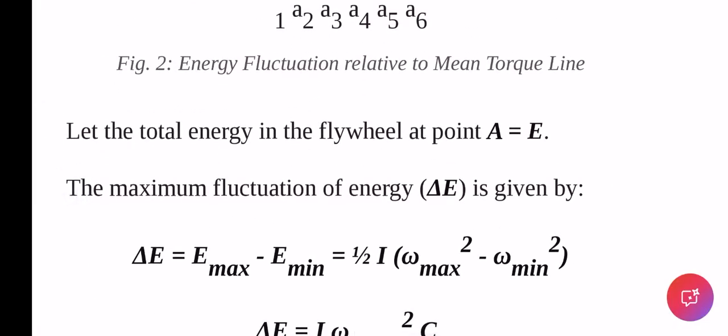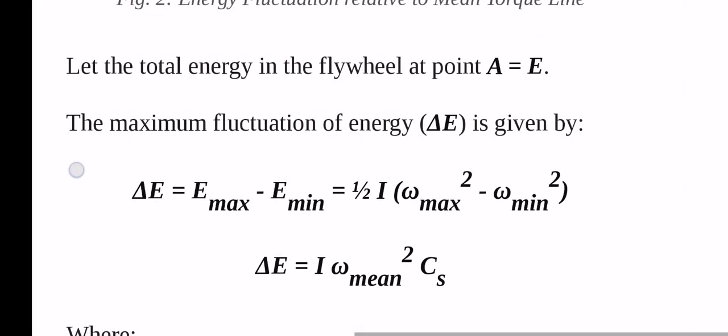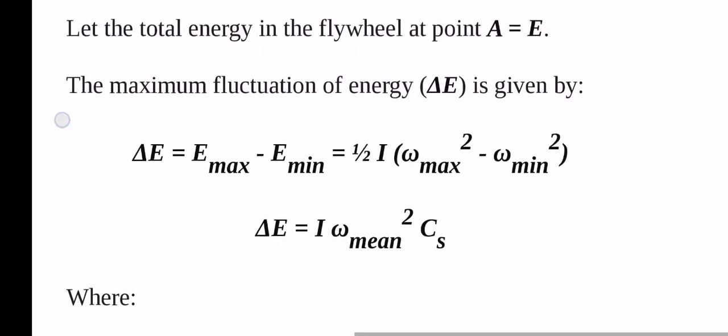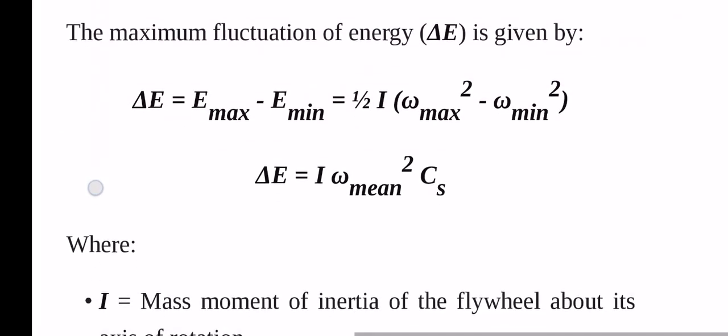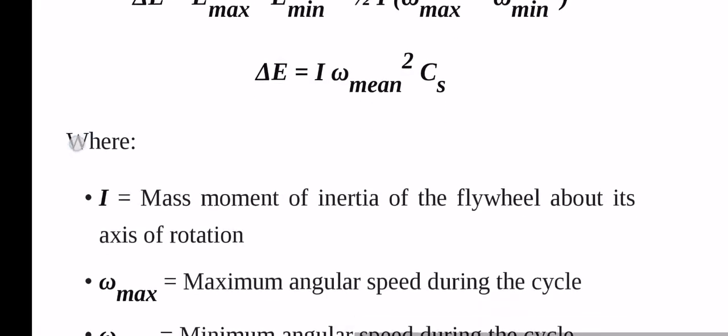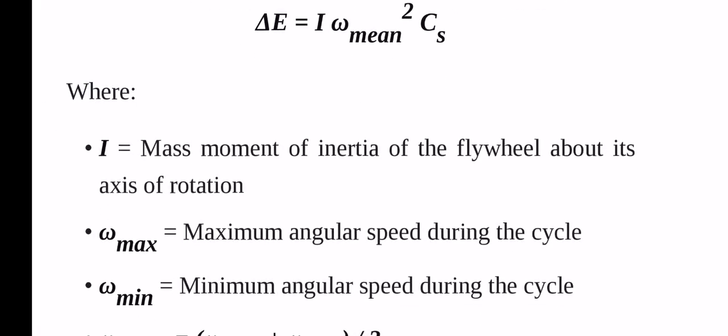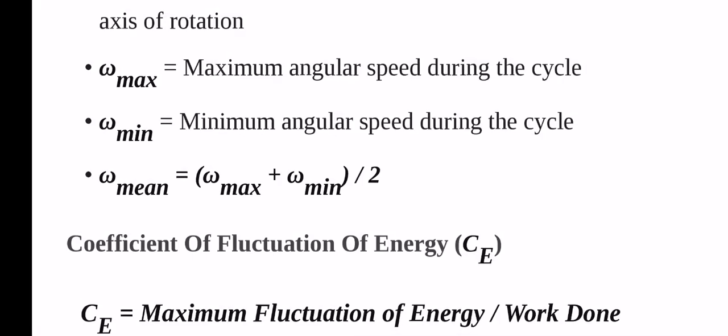Let the total energy in the flywheel at point A be equal to E. The maximum fluctuation of energy, delta E, is given by E max minus E min, equal to half I times (omega max square minus omega min square), equal to I omega mean square Cs, where I is the mass moment of inertia of the flywheel about its axis of rotation, omega max is the maximum angular speed during the cycle, omega min is the minimum angular speed during the cycle, and omega mean is omega max plus omega min by 2.